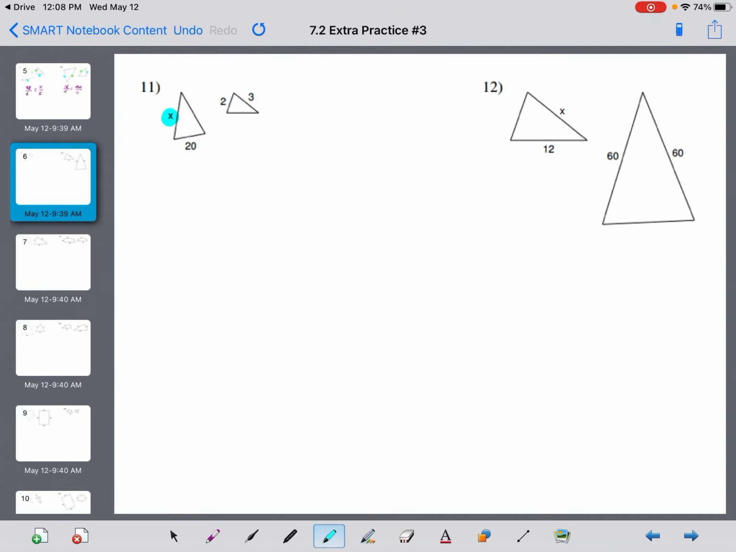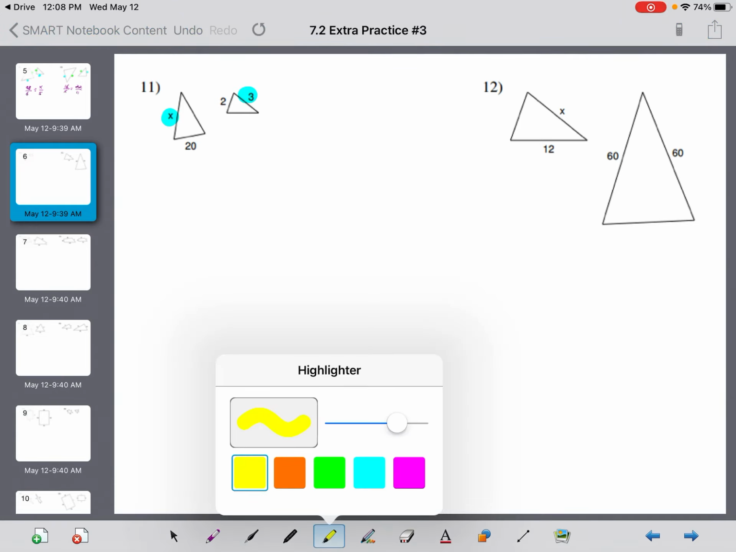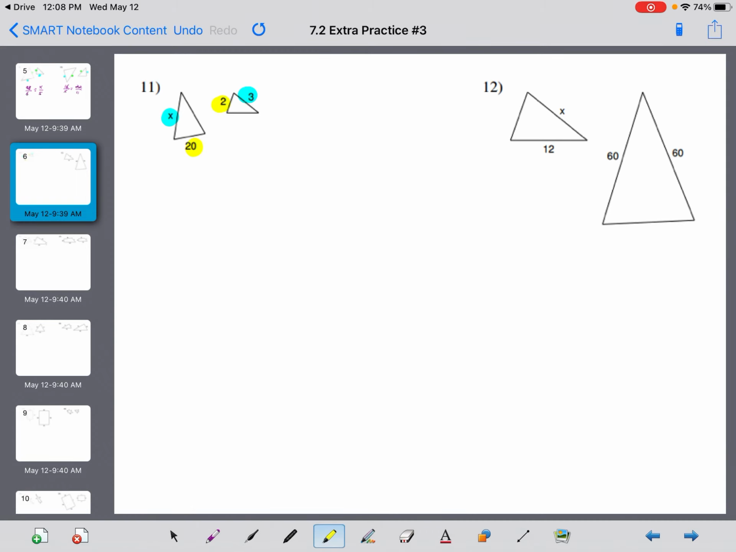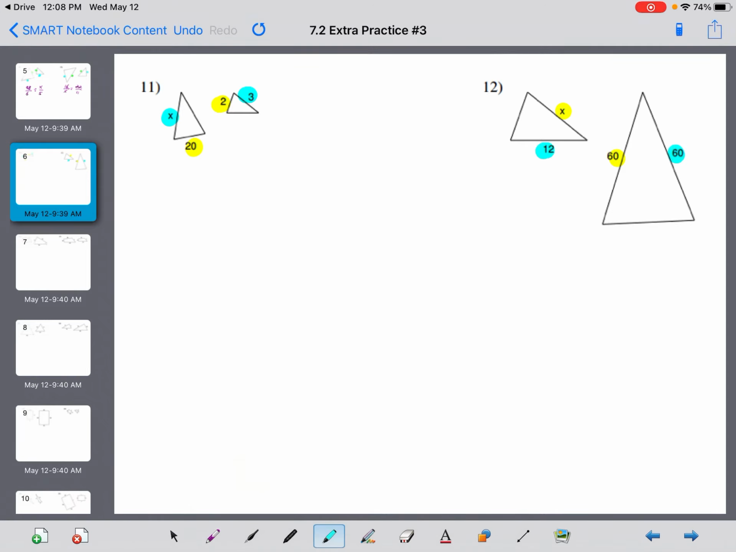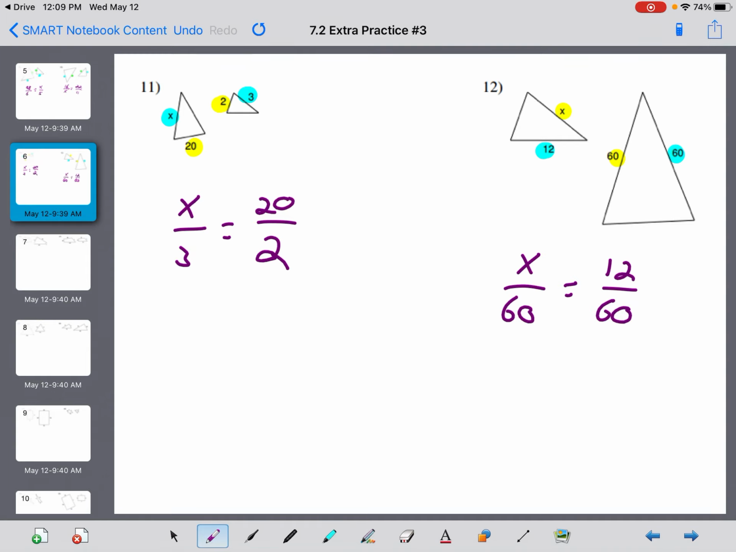Here we have x corresponding to 3 and 20 corresponding to 2. And on this side we have x corresponding to 60 and 12 corresponding to 60. So here we have x over 3 equals 20 over 2. And here we have x over 60 is equivalent to 12 over 60. And again, all we need to do is cross multiply.